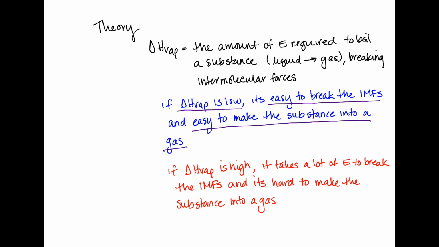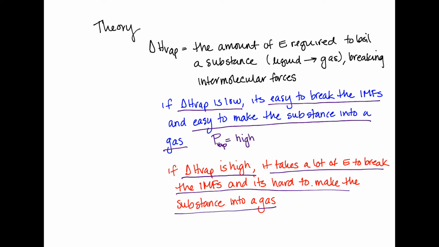If we've produced a lot of gas molecules, the pressure of the gas is going to be high because we have a lot of gas particles in the gas phase. We actually call that the vapor pressure. And another way of thinking about vapor pressure is the partial pressure of your substance. So when the delta H of vaporization is low, we're going to produce a lot of gas, and the partial pressure of that gas is going to be high. When the delta H of vaporization is high, it takes a lot of energy to break the intermolecular forces, and it's hard to make that substance into a gas. And because not many molecules are going into the gas phase, the vapor pressure here is going to be low.